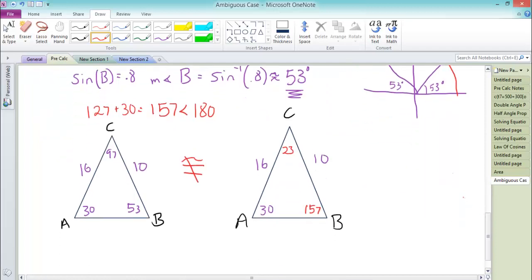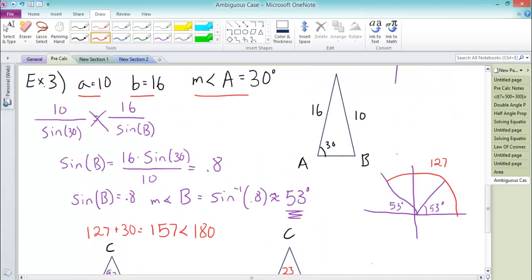Okay, so tomorrow in class we will be doing some more work where we have the possibility of one of these three happening. So just make sure that we remember to draw our little sine up here. This is very important.